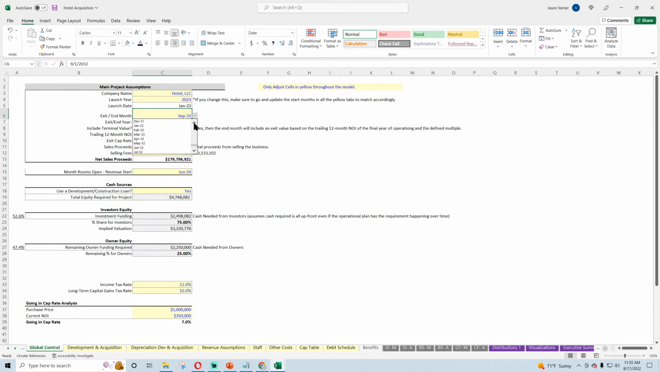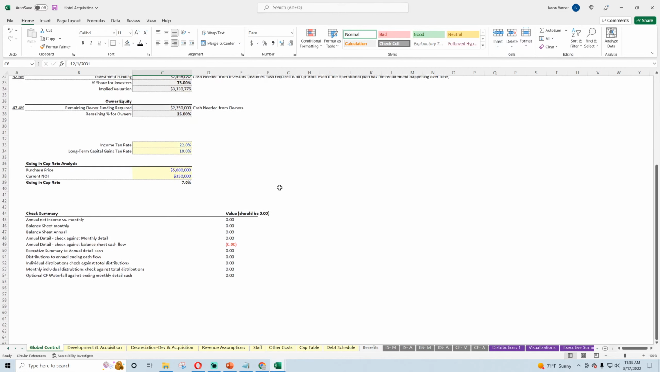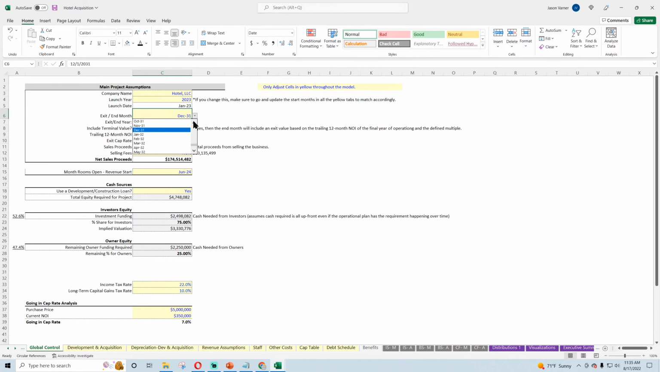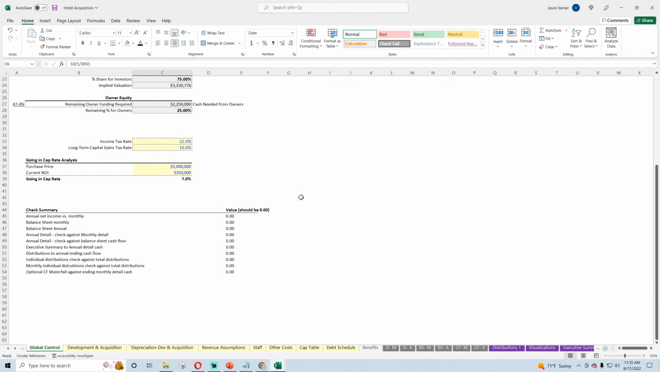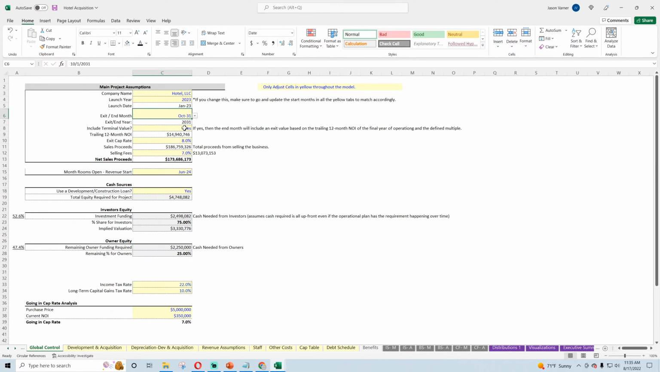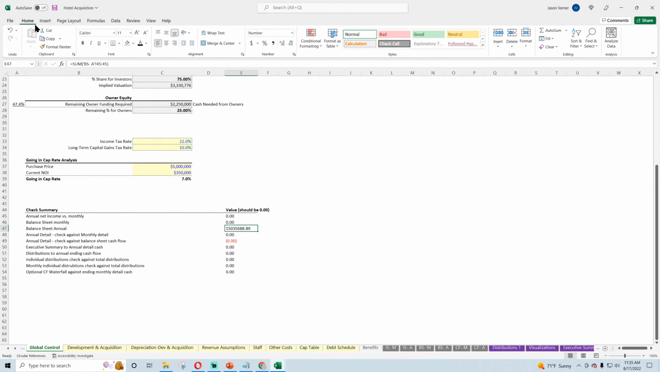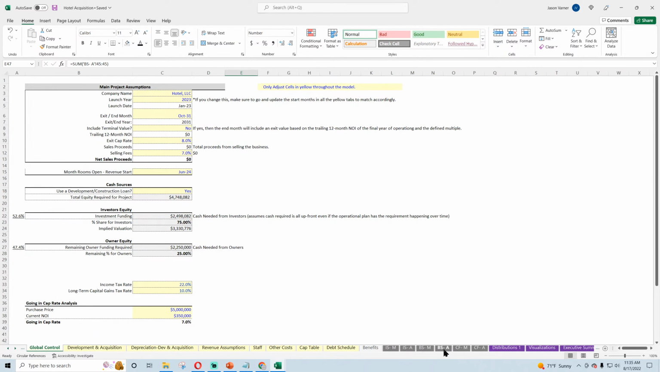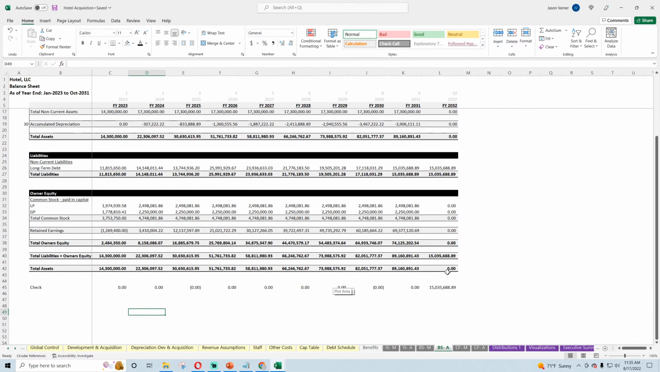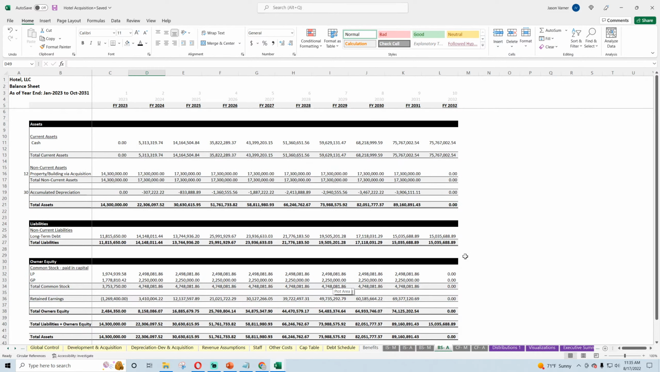Let's do previous end year. Good. Let's do partial within that year. Nice. Now let's not include terminal value. There we go. So first issue, balance sheet annual. Let's see here. So we're out by this amount, probably because we're not zeroing out something.